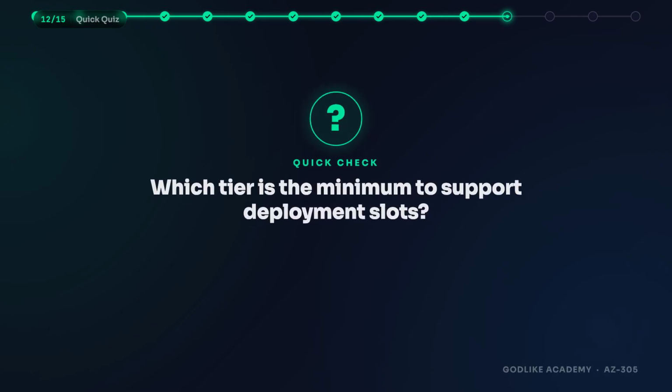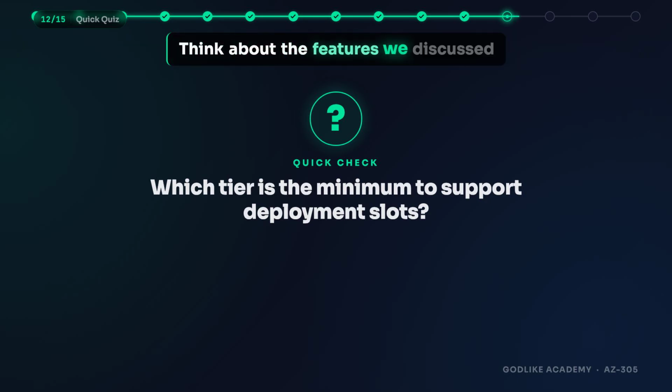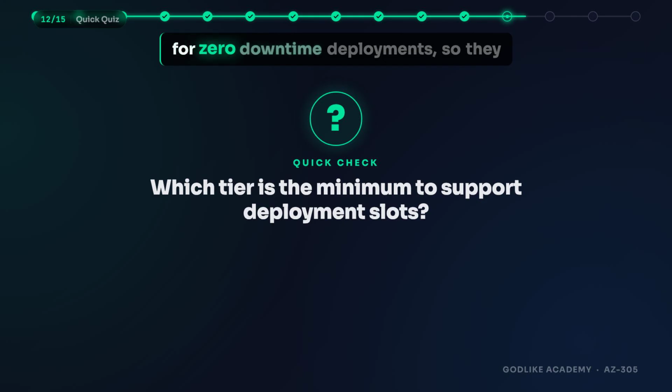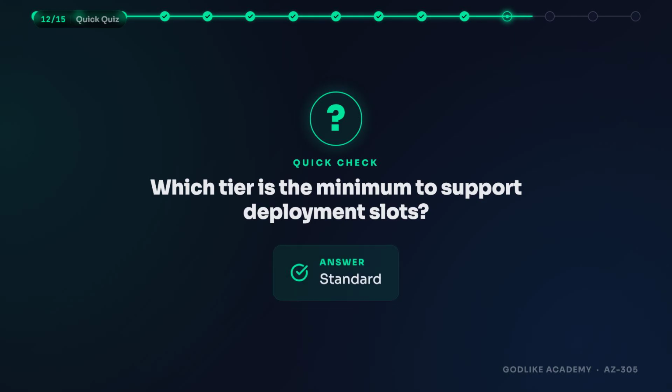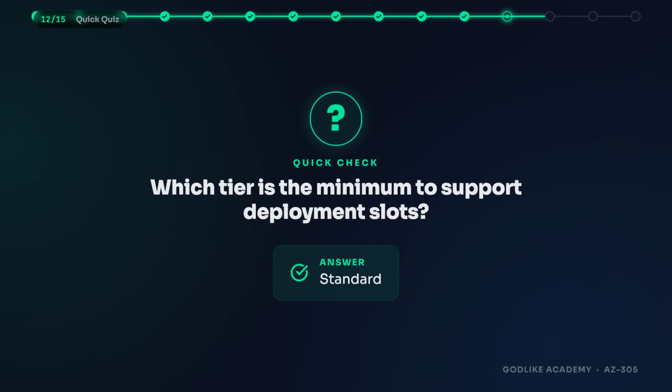Let's check your understanding. Which app service plan tier is the minimum requirement to support deployment slots? Think about the features we discussed for each tier. Deployment slots are a key feature for zero downtime deployments, so they require a production-ready tier. Selecting a basic or shared tier will block slot creation entirely and force you to rebuild your entire CI pipeline from scratch to meet compliance standards.